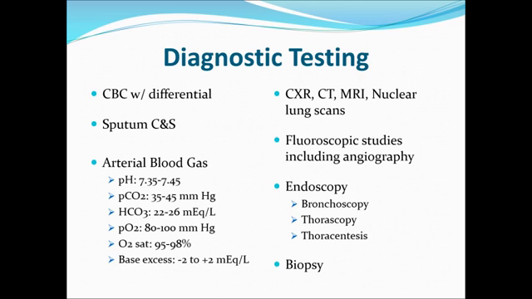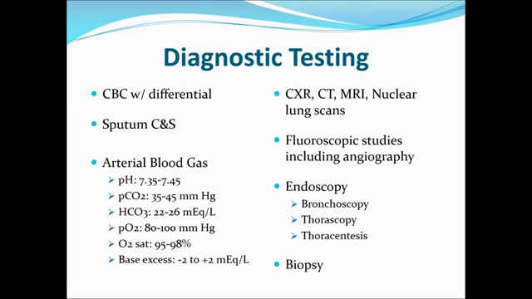Certainly an arterial blood gas, where we're drawing an arterial blood sample and looking at the pH, the PCO2, the bicarb, PO2 and O2 sat. We also look at base excess. As a nursing student, you just need to know those values. There will be ABGs in this unit. Other diagnostic testing includes chest x-ray, CT, MRI, and nuclear lung scans. Again, those are looking for different disease processes to figure out what's causing our respiratory problem.